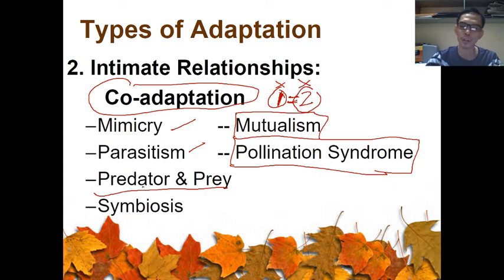Mutualism, you know this one already. The two organisms benefit each other, but they don't harm each other, or at least one of them doesn't harm the other. Then symbiosis, two organisms that interact with each other. This is what they call co-adaptation. Remember, in co-adaptation, if one organism survives, the other one will survive as well.